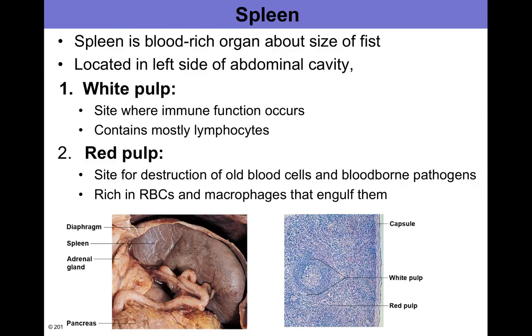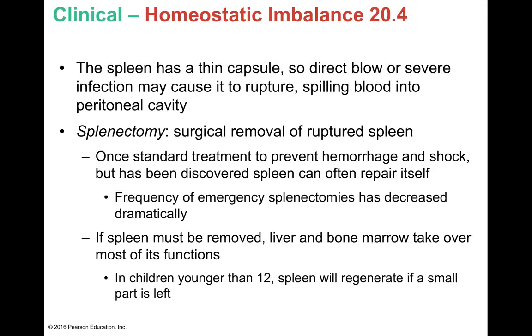Also, it is the site where you destroy any pathogens that have entered your blood circulation and are considered to be blood-borne pathogens. White pulp, on the other hand, is basically a storage of your lymphocytes and is responsible for activating your immune cells to create a defense, or an immune response, against a pathogen. Next, let me talk about the homeostatic imbalances.